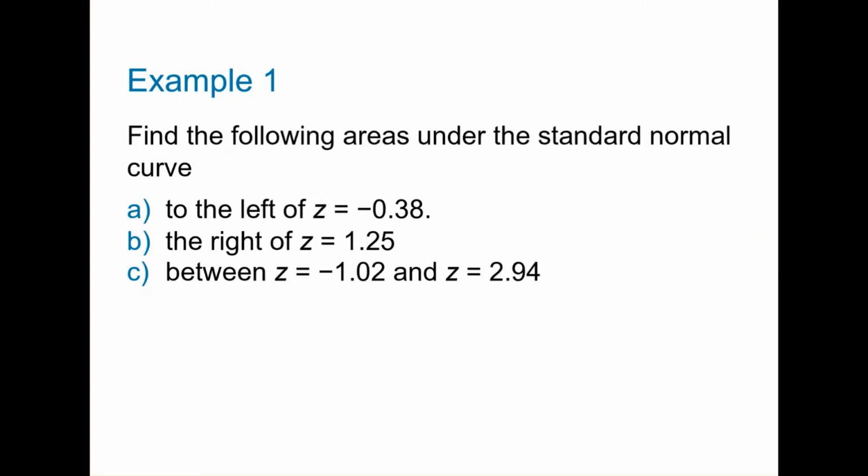Find the following areas under the standard normal curve. Part A, to the left of z equals negative 0.38. Before we find this area, let's draw a normal curve. The numbers on the bottom represent z-scores.